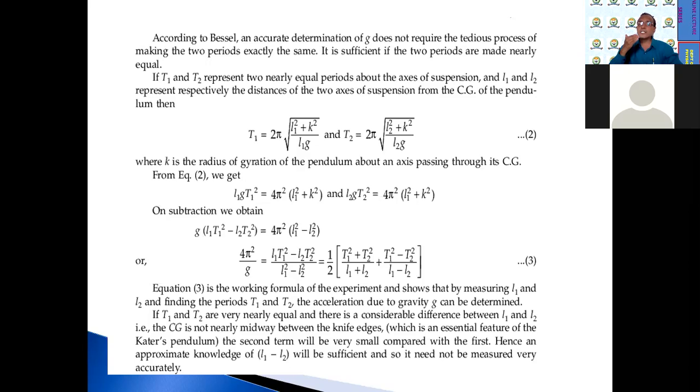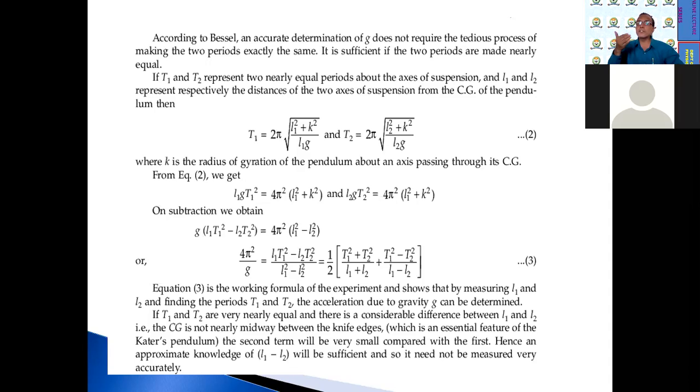Bessel has given this formula: for the time period about the first knife edge K1, that is T1, it should be equal to 2 pi under root of (l1 square plus K square) upon l1 into g, where l1 is the distance of the center of gravity from the first knife edge, that is the center of suspension. K is the radius of gyration. What is the radius of gyration? I have already told you in the previous lecture. Then similarly, the time period for the other knife edge, that is K2, is 2 pi under root of (l2 square plus K square) upon l2 g.